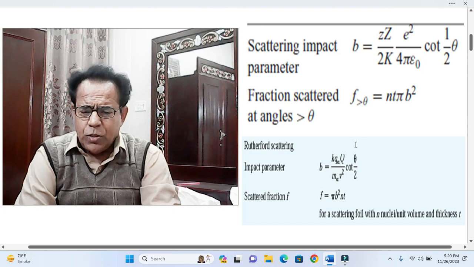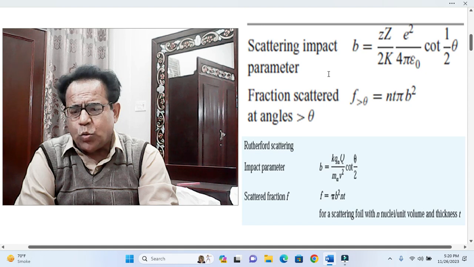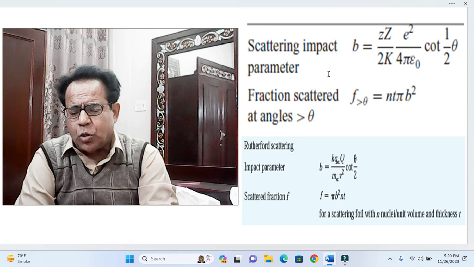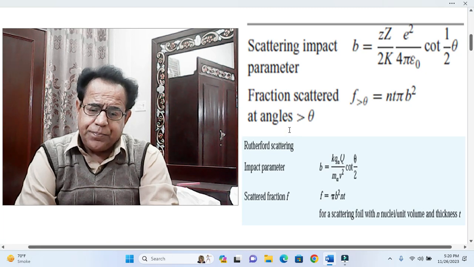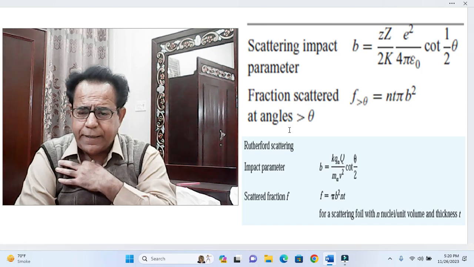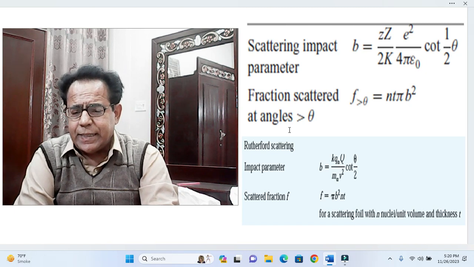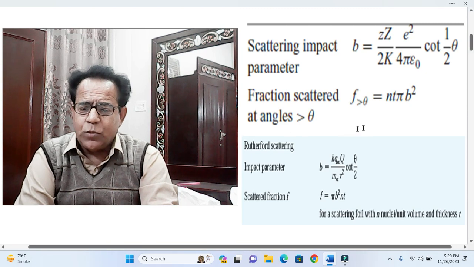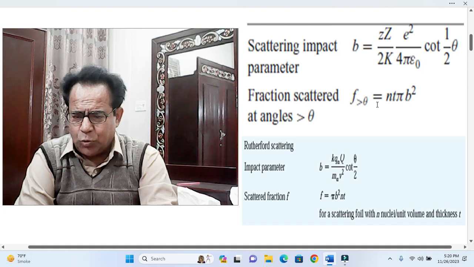Okay, so scattering impact parameter b is equal to small z capital Z into e square over 2 capital K 4 pi epsilon naught into cot half theta. Fraction scattered at angles greater than theta, small f with greater than theta as a subscript of f, is equal to n into t into pi into b square. Okay, this is the formula, this is the expression.